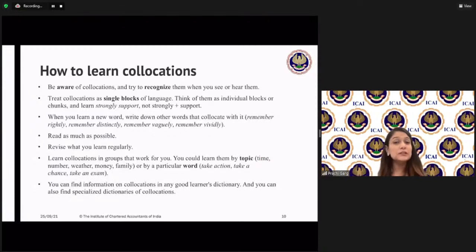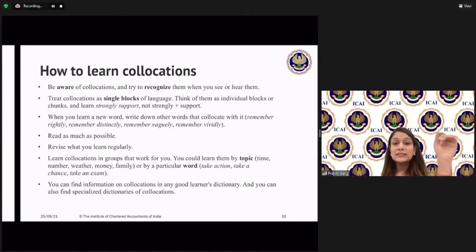Now, how to learn collocations, right? Be aware of collocations and try to recognize them when you see or hear them. Being aware of collocations means that you should study some collocations, and you should try to recognize them when you see or hear them.